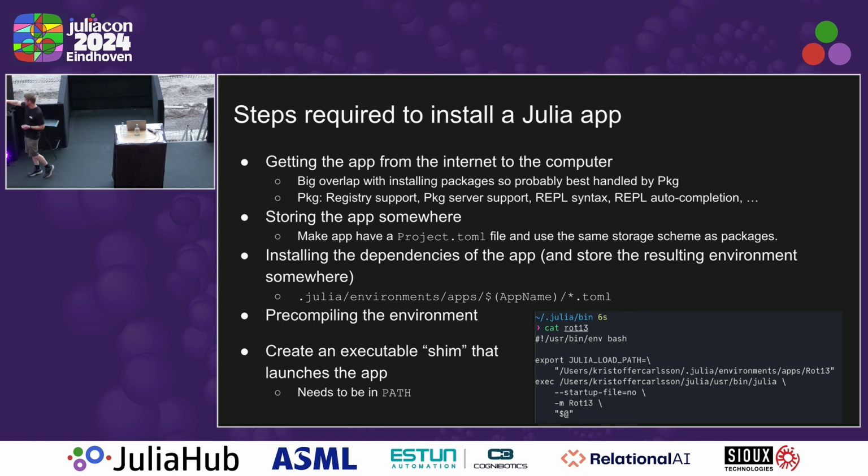So as an example here, we have this little bash shim. If I print it out, it sets the load path to where this environment got resolved. It does the -m thing for us. It does the package name, and then it passes the arguments.